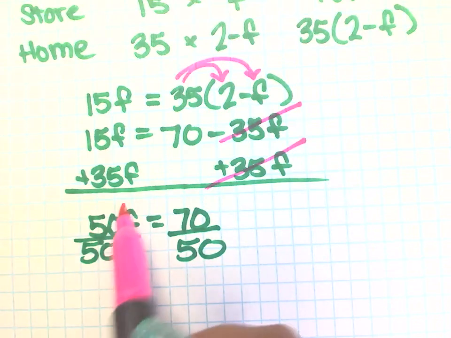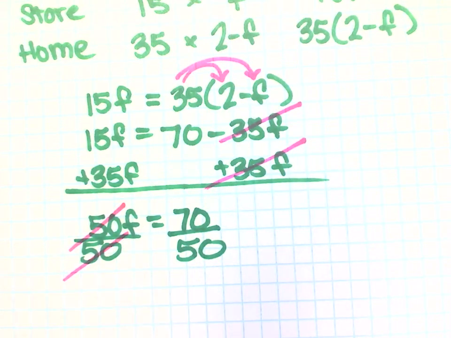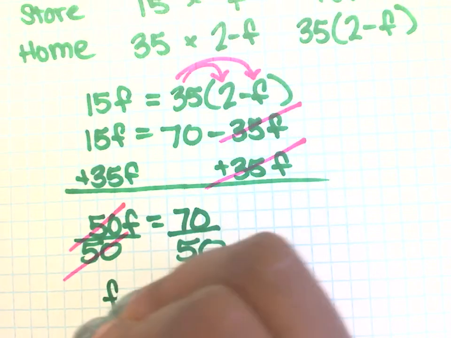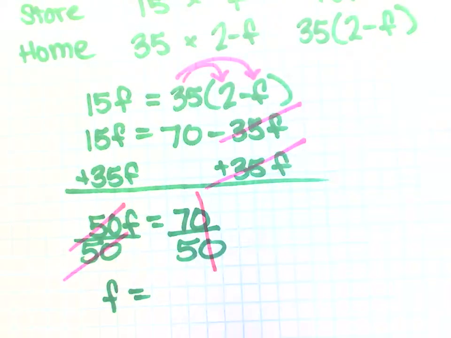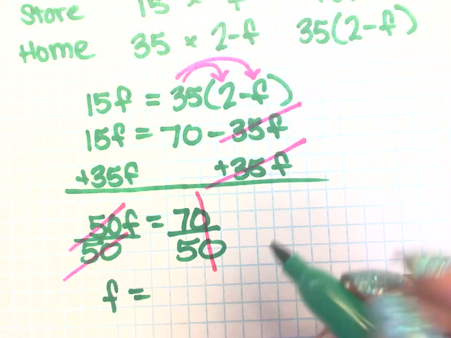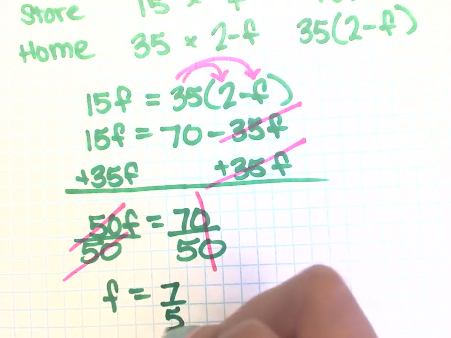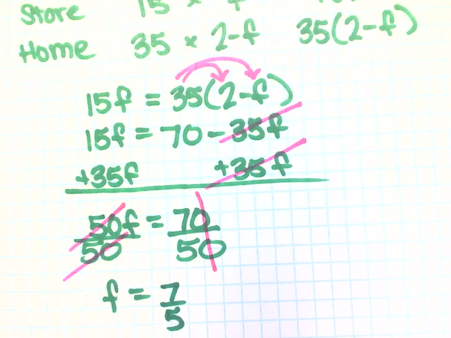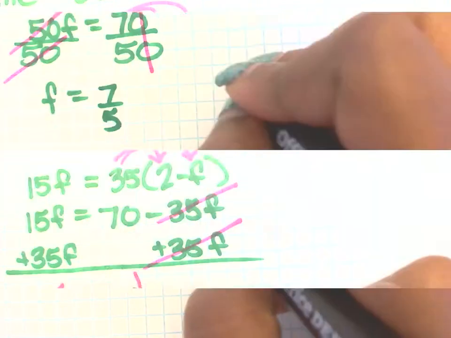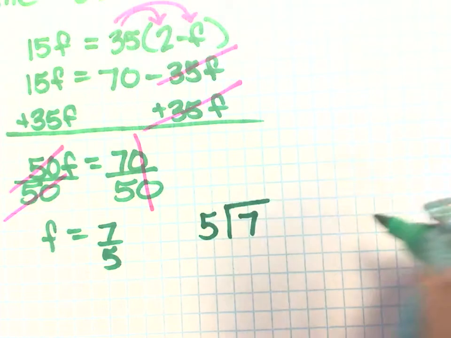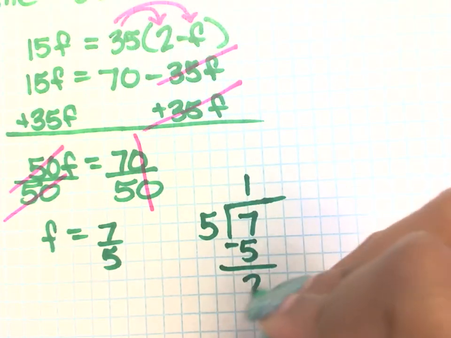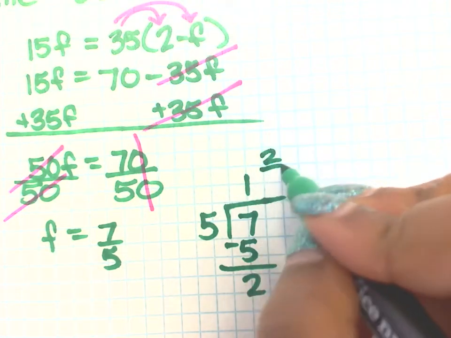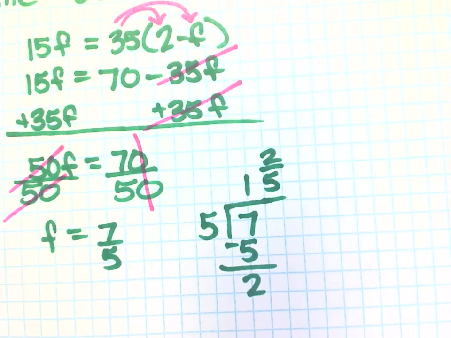50 over 50 is 1, so they cancel out. So I'm left with F equals. Now I know this whole zero trick, right? Those zeros are going to cancel out. So I'm left with 7 over 5. Well, I can't say that it took me 7 over 5 hours to get there. That doesn't make any sense. So I'm going to have to divide. 7 divided by 5. 5 goes into 7 once. I'm left with 2. 1 and 2 fifths. Can I say it takes me 1 and 2 fifths hours?